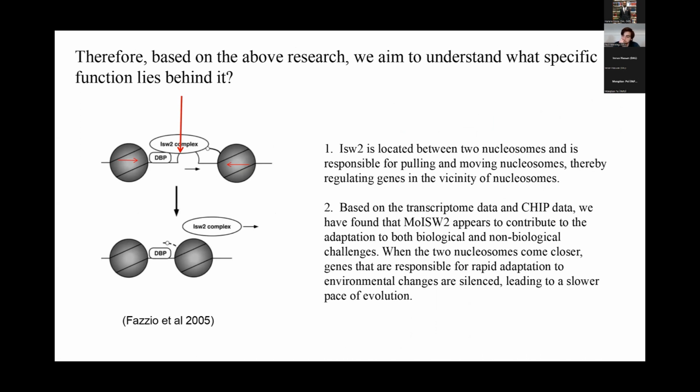So we first find that ISW2 is located between two nucleosomes and is responsible for pulling and moving nucleosomes, thereby regulating genes in the vicinity of the nucleosome. And then, based on the transcriptome data and the ChIP data, we have found that MoISW2 genes appear to contribute to the adaptation to both biotic and abiotic changes. When the two nucleosomes come closer, genes that are responsible for rapid adaptation to environmental changes are suppressed, leading to a slower pace of evolution.